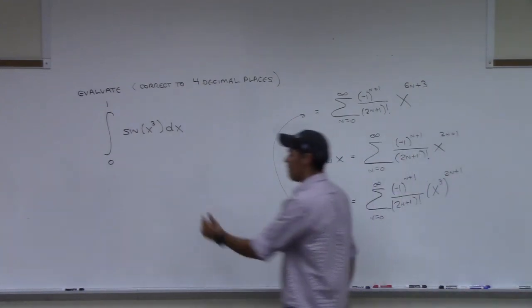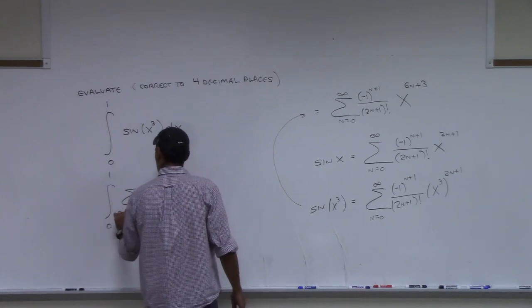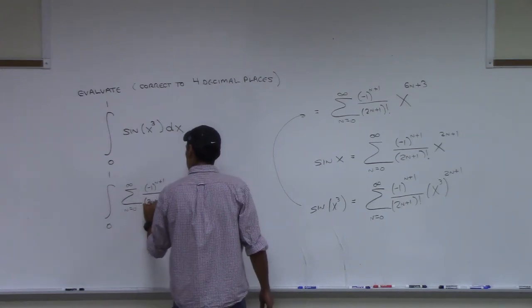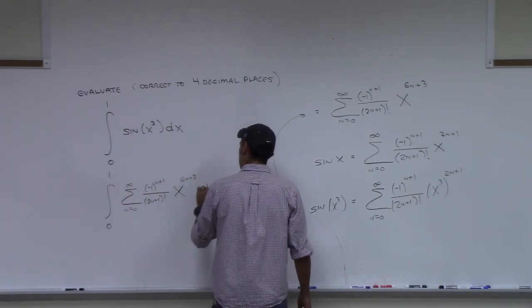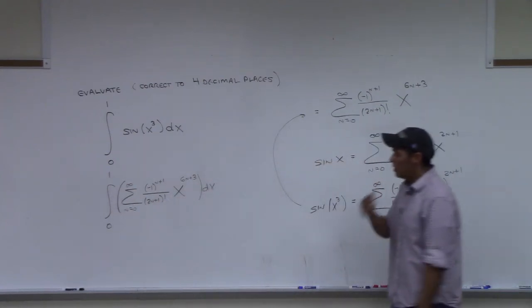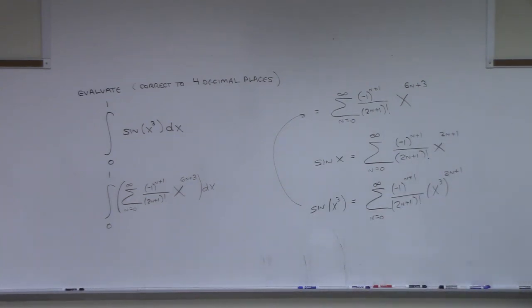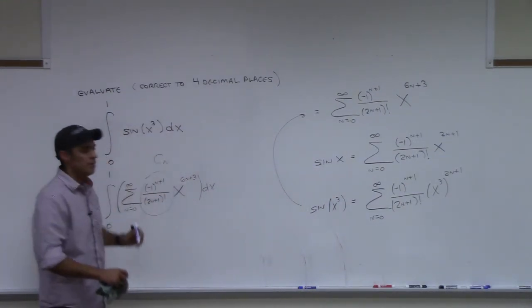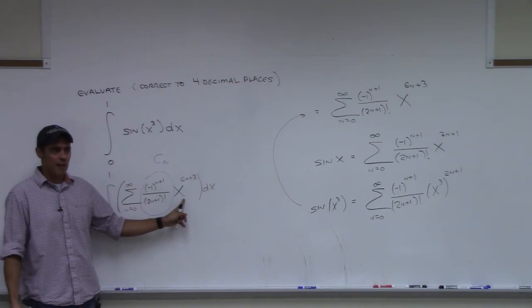So in other words, this is the integral, the antiderivative of the sum n equals 0 to infinity of -1 to the n plus 1 over 2n plus 1 factorial times x to the 6n plus 3 dx. So do we know how to find the antiderivative of a power series? We did it last class, right? All of this right here, everyone, is our C sub n. So all we have to do is the power rule on this. That's it, just the power rule on that.